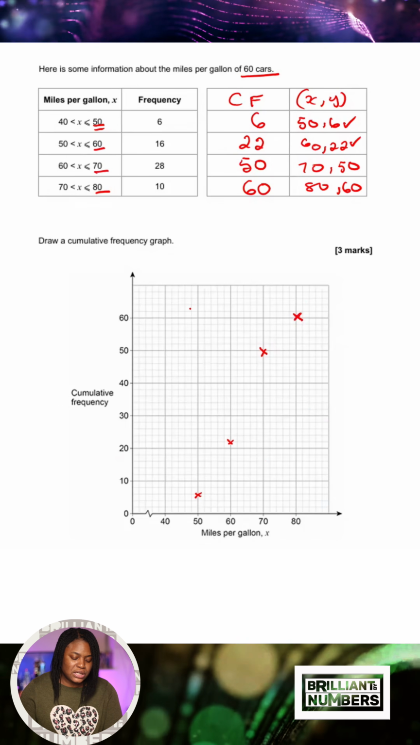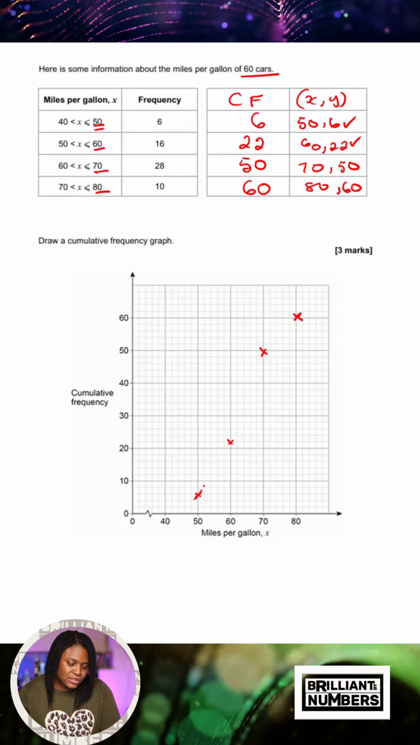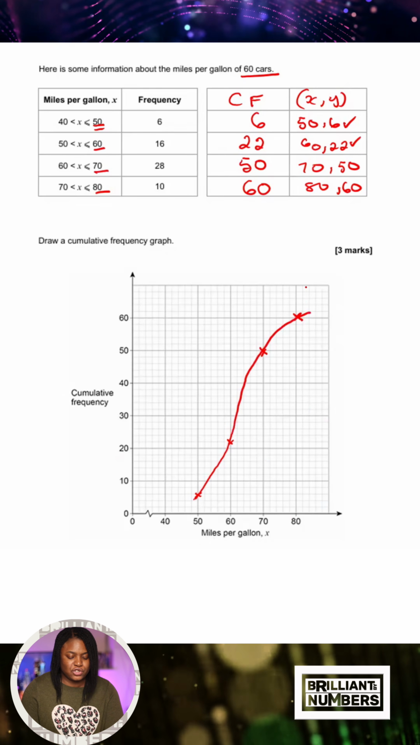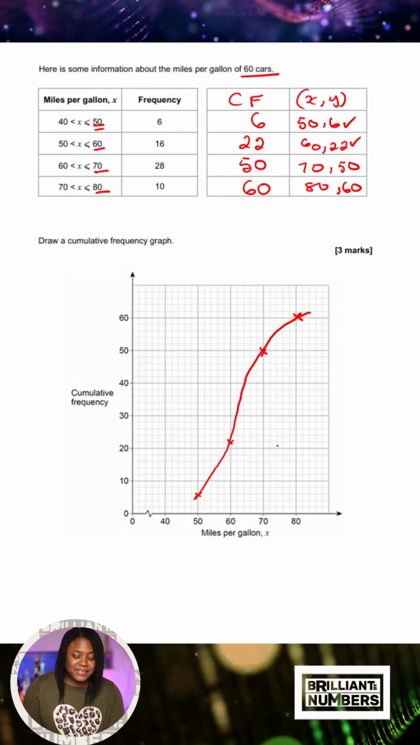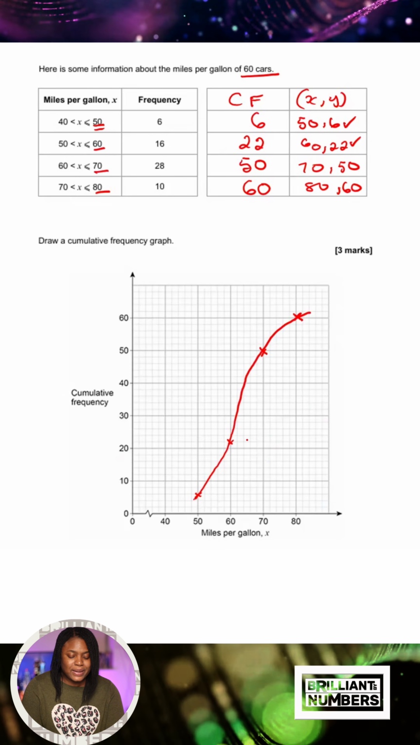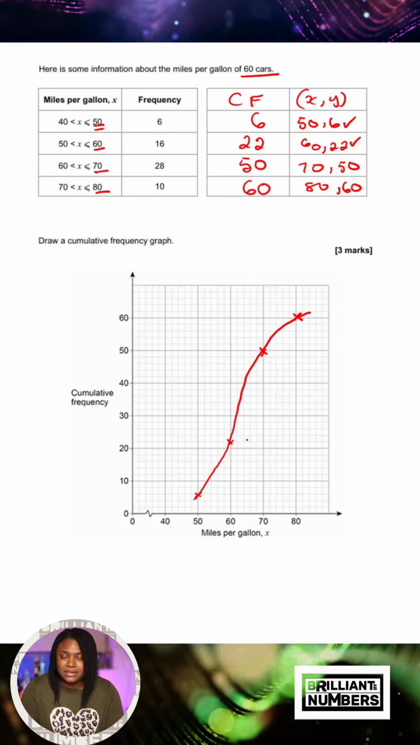Now remember, we just use a free hand to connect these. So it's going to be a curve and not a straight line. And there we have it, guys. We have drawn our cumulative frequency graph. We could also be asked to answer a question for it, but this is just about drawing the graph.